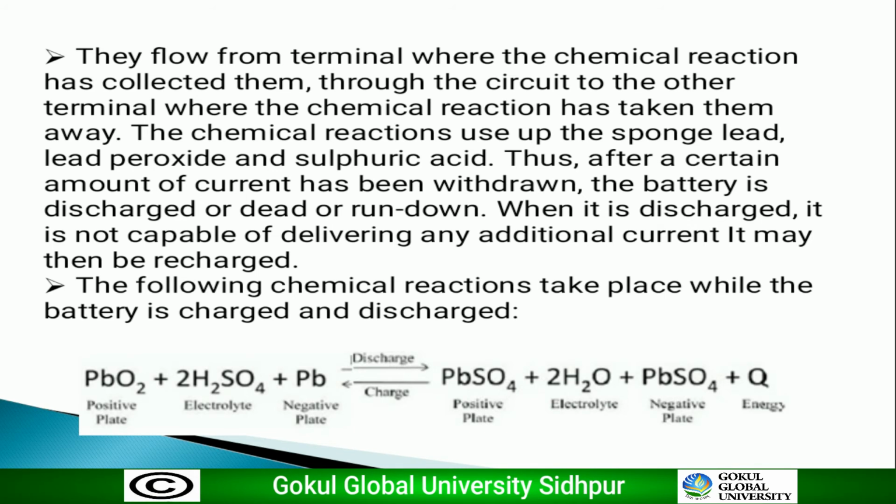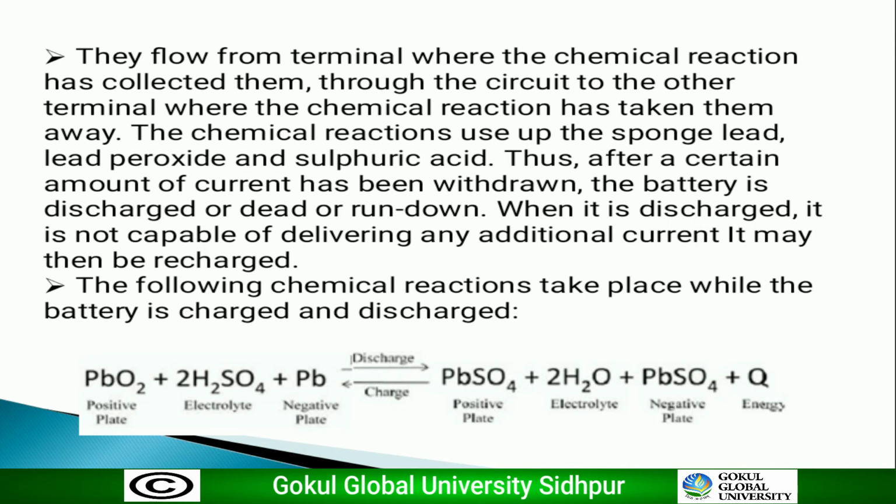As you see the charging and discharging equation, I will try to explain it by this equation. PbO2 is the active material of the positive plate. Spongy lead, Pb, is the negative plate active material, and H2SO4 is the electrolyte. When the battery is connected to an external load, H2SO4 divides into H2 and SO4. The SO4 ions contain electrons. These SO4 ions are attracted toward the positive and negative plates.